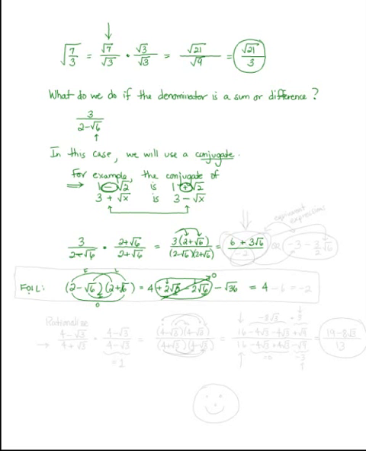The last here we've got minus square root of 36. So minus 6. 4 minus 6 is negative 2. So our denominator, using the process of FOIL, becomes negative 2. We've rationalized the denominator because we no longer have a square root in our denominator. And we did that by using the conjugate.